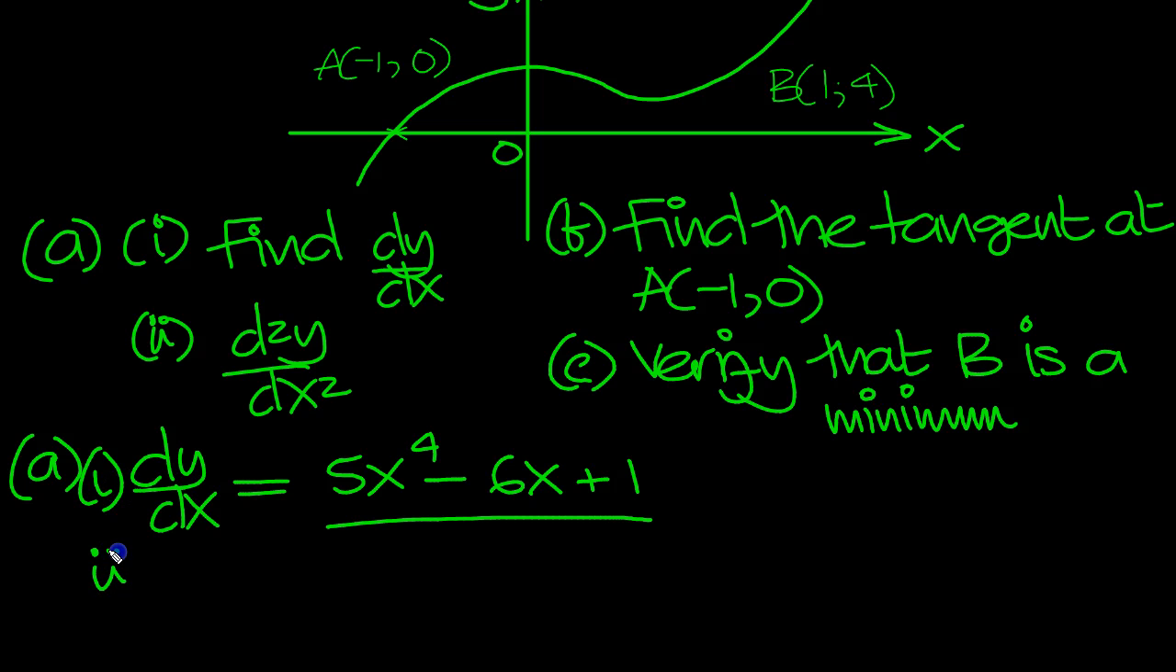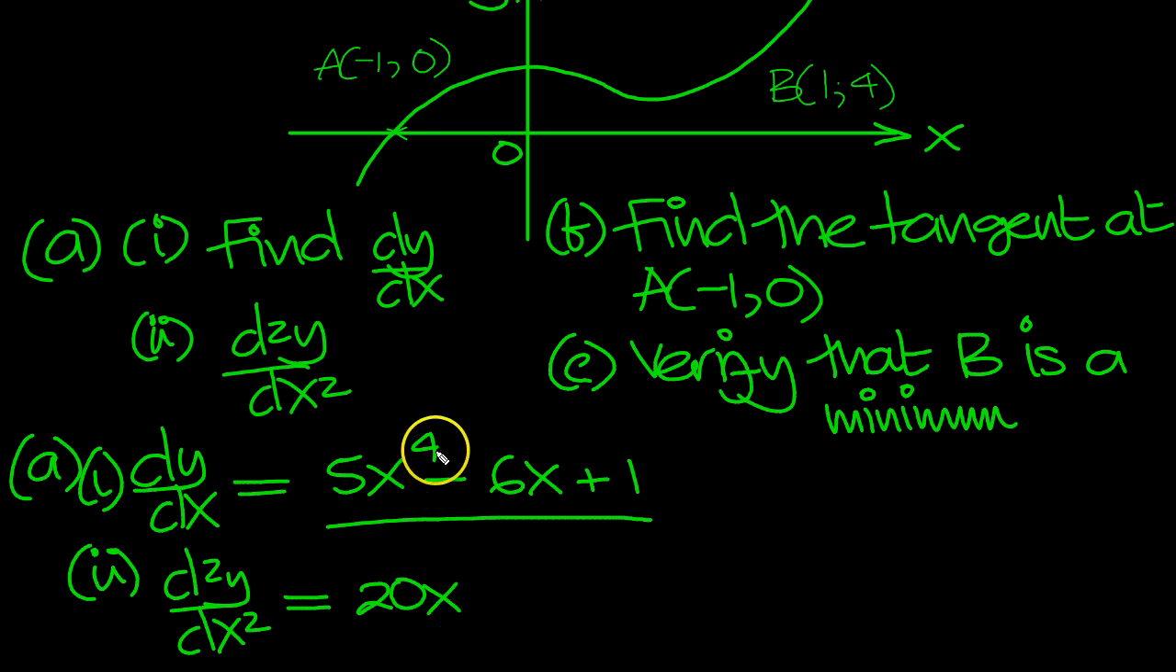Part 2. d2y/dx squared is equal to, power rule again, 4 comes down to be with the 5 to make 20, x to the 1 less, than 4, which is 3, minus, the x goes to 1, and there's 6 lots of, minus 6 lots of 1, is minus 6, and the constant goes to 0. So there's the second derivative.